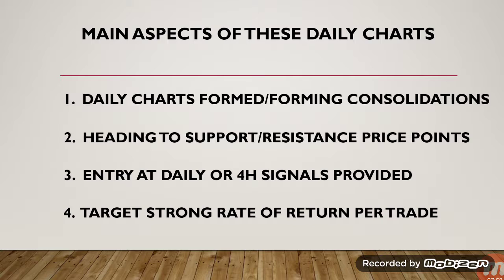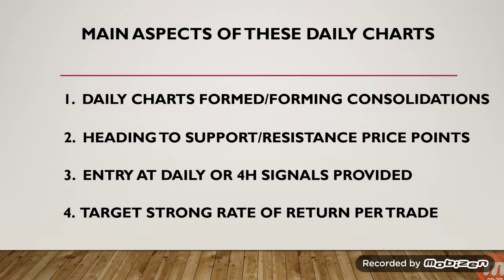So the main aspect of these daily charts that we just took a look at for these 6 currency pairs is that they're either in the process of forming a consolidation setup or have already completed the formation of their respective consolidation setup. Naturally, because we're talking about consolidation, they're going to be moving towards the opposing support or resistance price points. To take advantage of these movements, entry is going to take place either at the daily signal or the 4-hour signals provided by these currency pairs, as part of the movement towards the other side of the consolidation boundary.